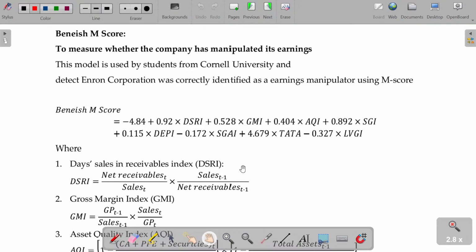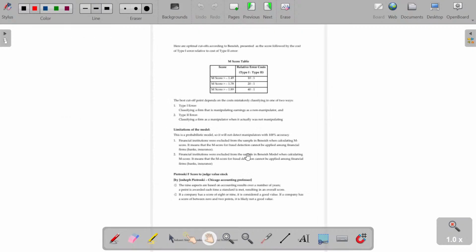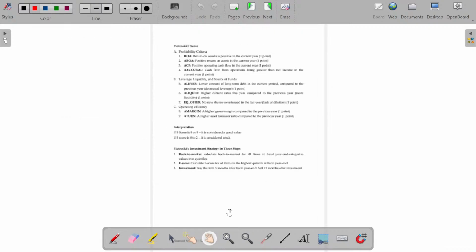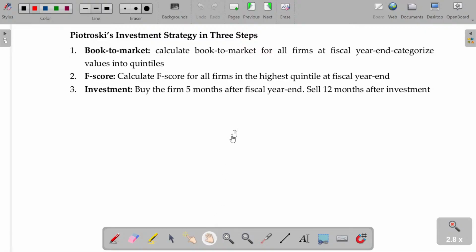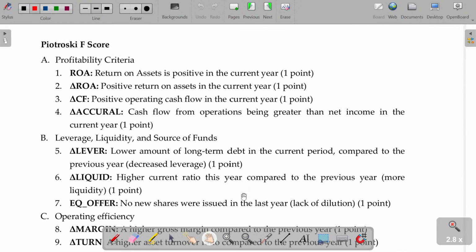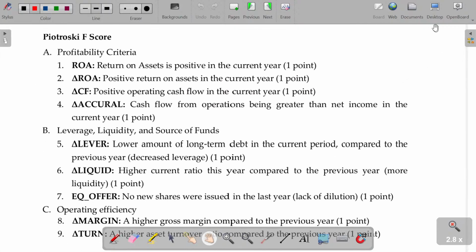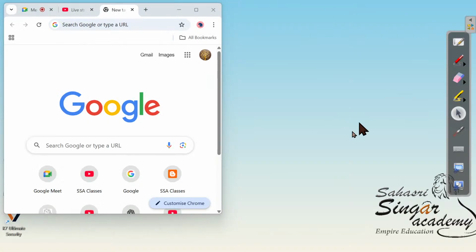Okay. I think you may not get the practical questions in your examination for the Beneish M-score, but anyhow we'll see. But the Piotroski, the last one, the investors are still using it. This model is used. Piotroski F-score model.